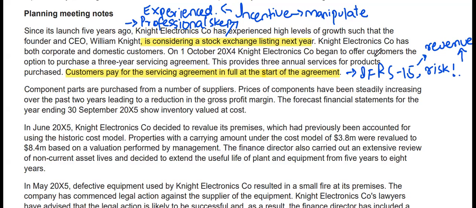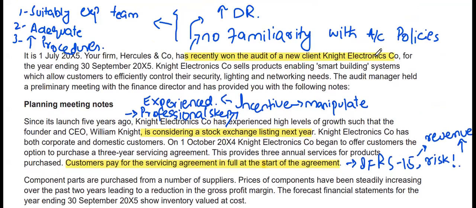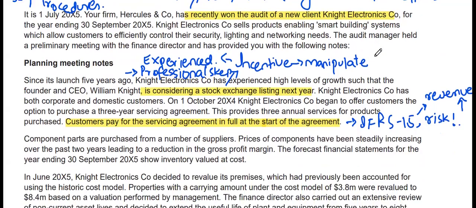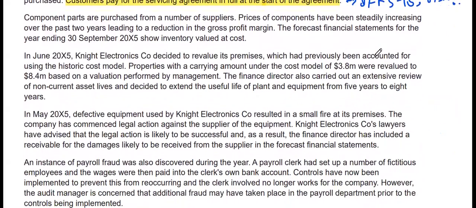Okay, so how many risks and responses have we done by now? We have done 3 risks and responses. Okay, so let's move forward. Then comes in June, component parts are purchased from a number of suppliers. Prices of components have been steadily increasing over the past 2 years, leading to a reduction in the gross profit margin. So prices of the components are increasing, and that's why there's a reduction in the gross profit margin.